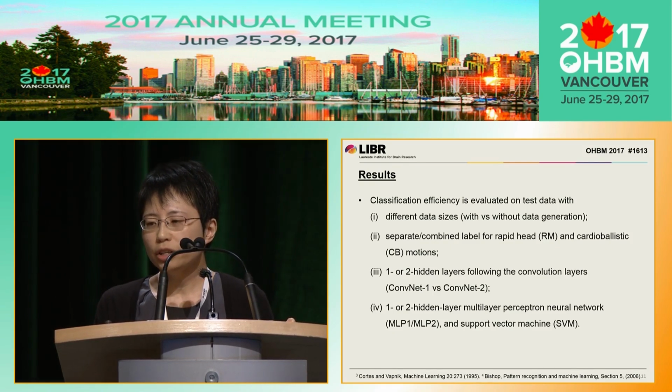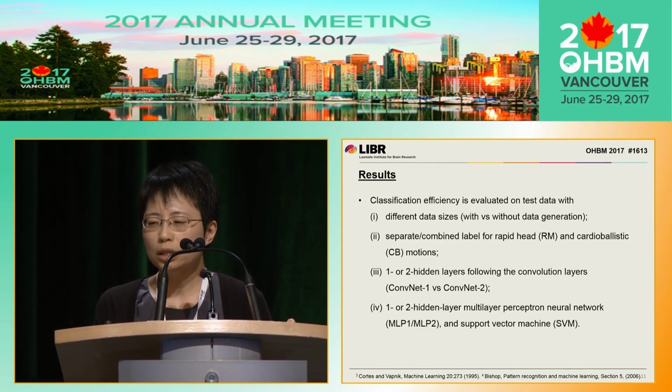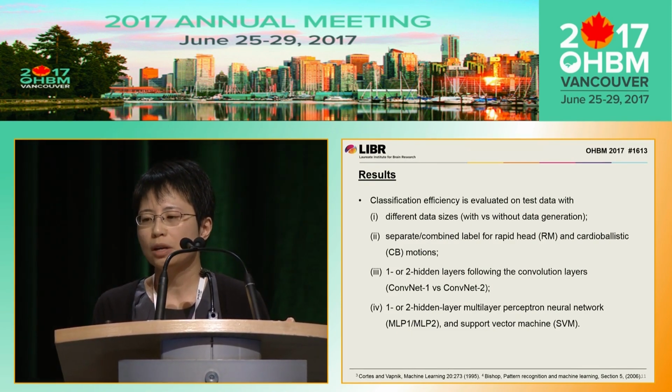The classification efficiency is evaluated on the test data set based on the accuracy, precision, recall, and the F1 score. We compared the results with different data sizes, separated or combined labels for the rapid, spontaneous head motion and cardioballistic head motions, 1 or 2 hidden layers following the convolutional layers, and 1 or 2 hidden layer MLP and SVM.